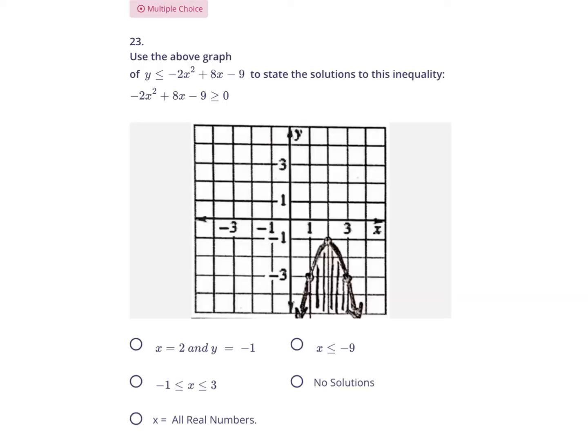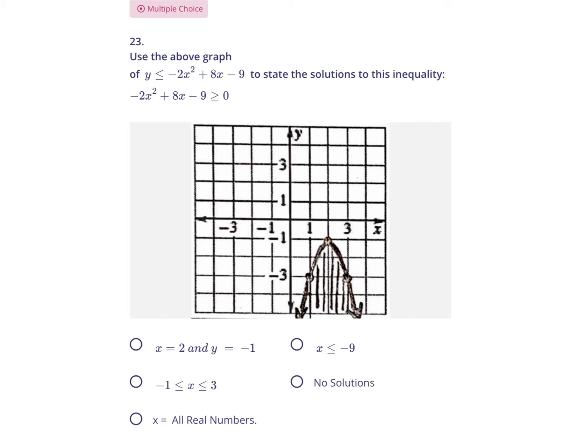Alrighty, so on this one, we have the quadratic inequality. y is less than or equal to. The or equal to means solid parabola. Less than means that we're shading below, so that's exactly what this is. If you wanted to, you could find the vertex, x equals negative b over 2a. You will find that the x value is positive 2, and if you plug it in, it'll give you the y value of negative 1.